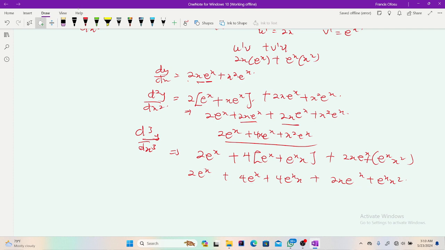Now let's see. I have 2 e to the power x here, 4, and that is 6 e to the power x, plus I come here. I have 4x e to the power x plus 2x e to the power x, 6x e to the power x, and finally I have x squared e to the power x here. And this is the end of the video.